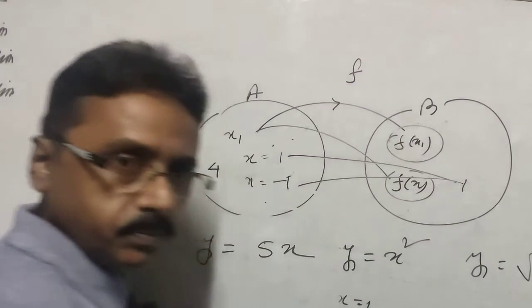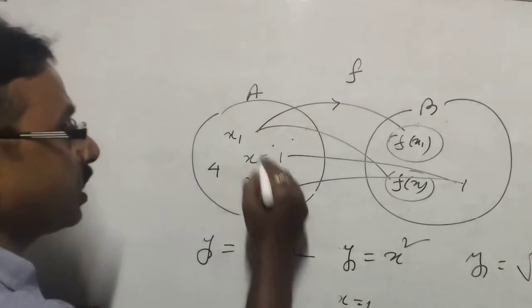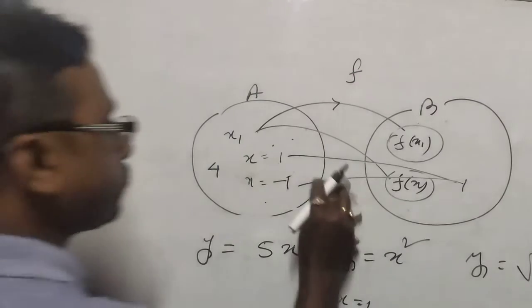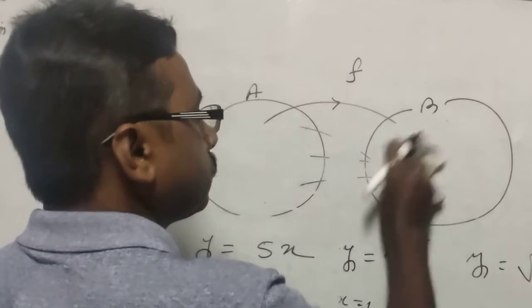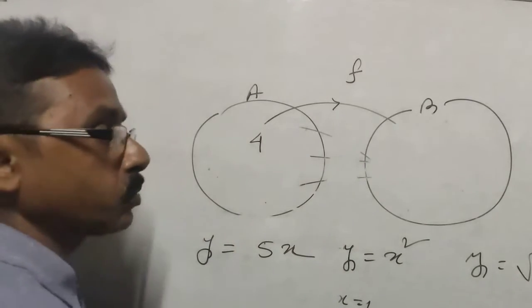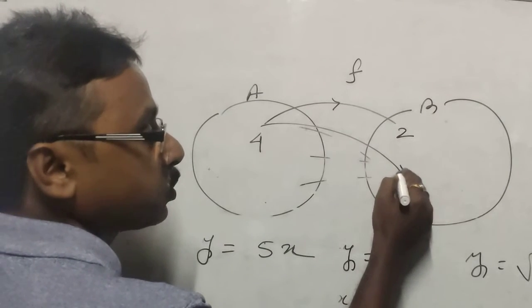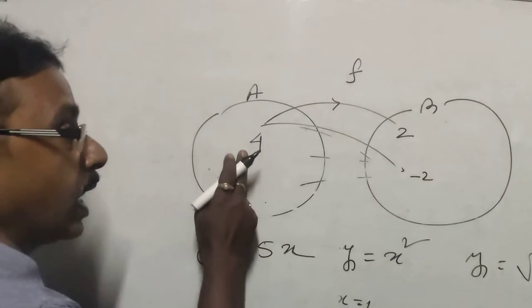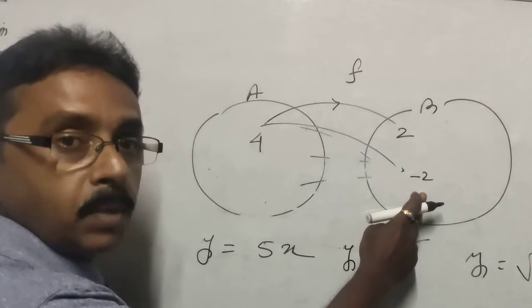Now for this, suppose x is 4. If I take x is 4 under this relation, then the square root of 4 is what? Plus 2 or minus 2. So the element x is 4 has two images, 2 and minus 2.